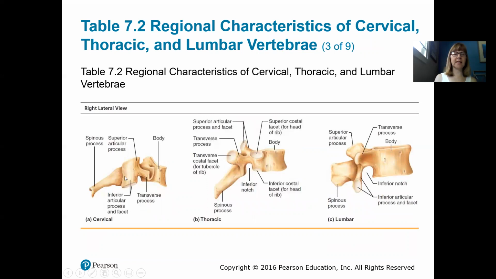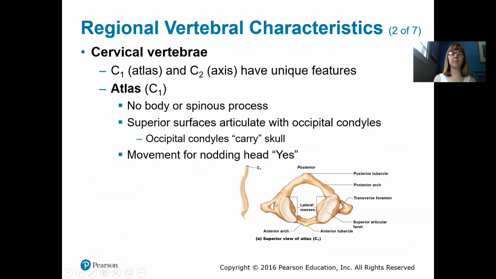Here it is from the side. So the body's not as thick, okay? So you can compare them. Now, the other thing about your cervical vertebrae is that the first two vertebrae that hold up your head are different than all the other vertebrae. You have atlas and axis, okay? So that's your C1 and C2.